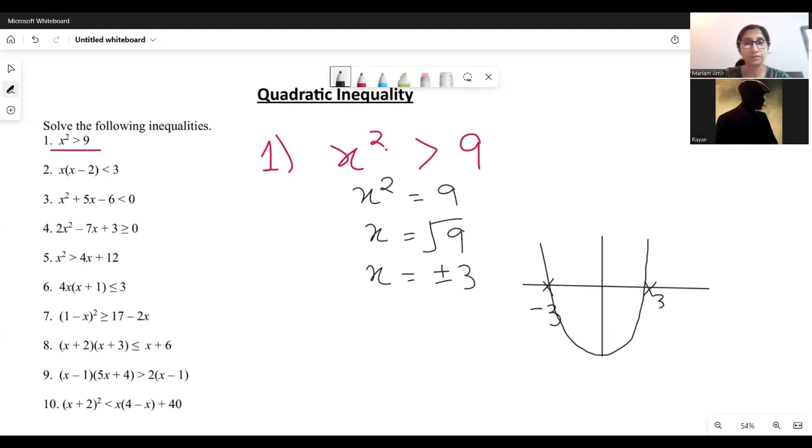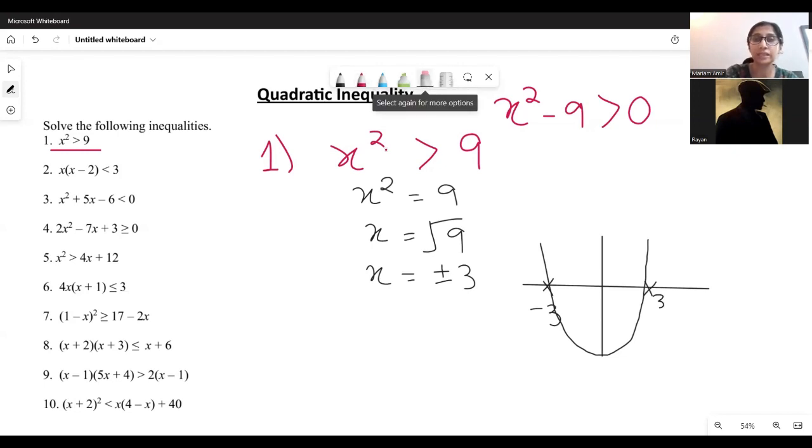Sure. Now it says that x squared is... Acha, maine galti ki hai, by the way, I should have started like this. x squared minus 9 is greater than 0. Aise start karna chahiye tha. But anyway, that would still result in the same answer. So let's assume we started from there. Now it says greater than 0.